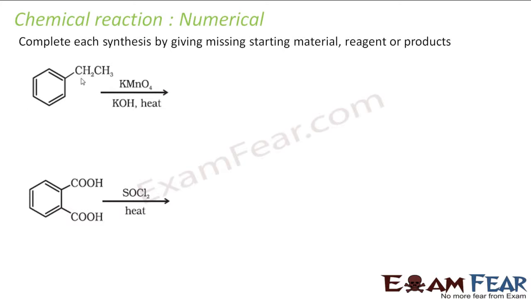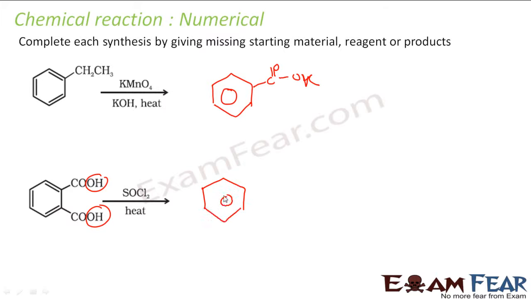Let's complete the reaction. I have this benzene with ethyl group. I'm using KMnO4, KOH. So in this case, it doesn't matter howsoever big the chain is, it will become COOK actually. That is potassium benzoate. And again, if you add water to it, it becomes benzoic acid. Similarly, here also SOCl2, if you are adding, both these OH will be replaced with Cl. So this is what you will get.